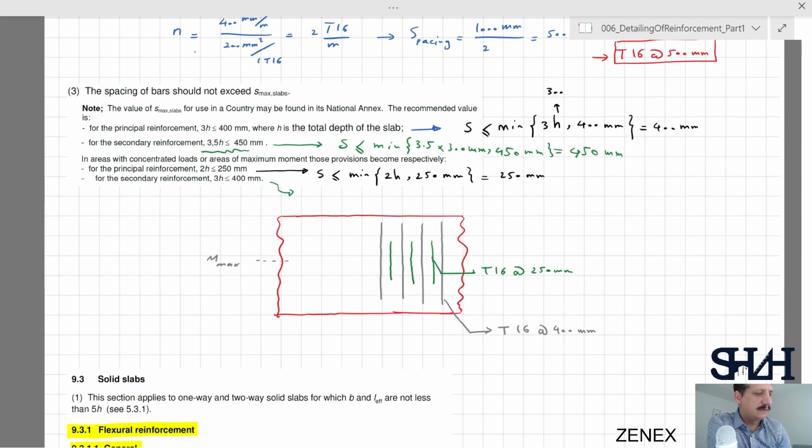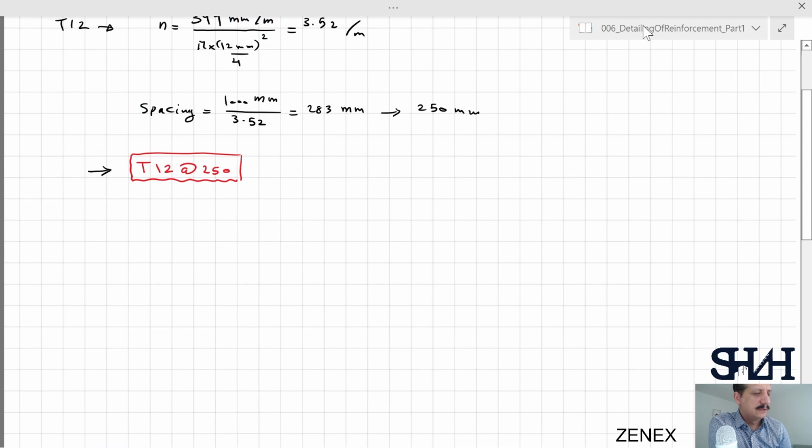And also in the place that we have concentrated load or maximum moment, S should be less than the minimum of 3 times h and 400 millimeter, which in this case is 400 millimeter. To make it easier, we go with the minimum value. So for secondary reinforcement, the maximum spacing is 400 millimeter. Coming back to here, S max we calculated and it was 400 millimeter. So then the detailing is satisfactory and we can use T12 every 250 millimeter. If it was, for example, 450 millimeter, then we had to limit it to 400 millimeter.